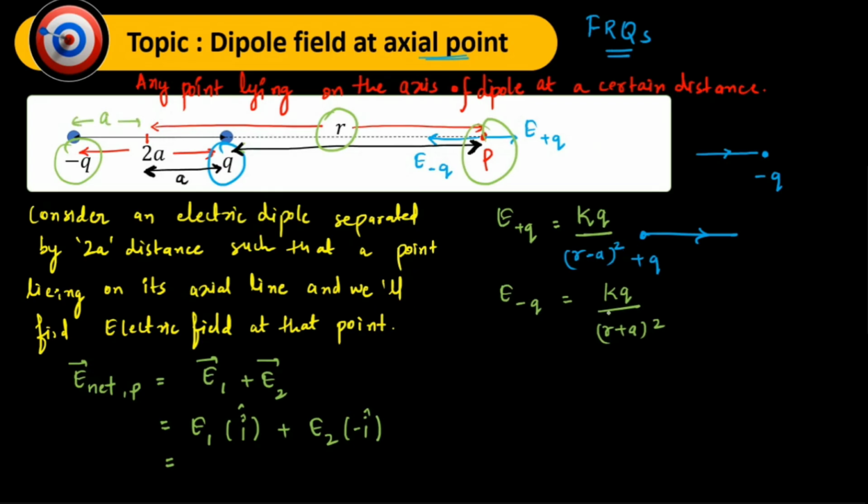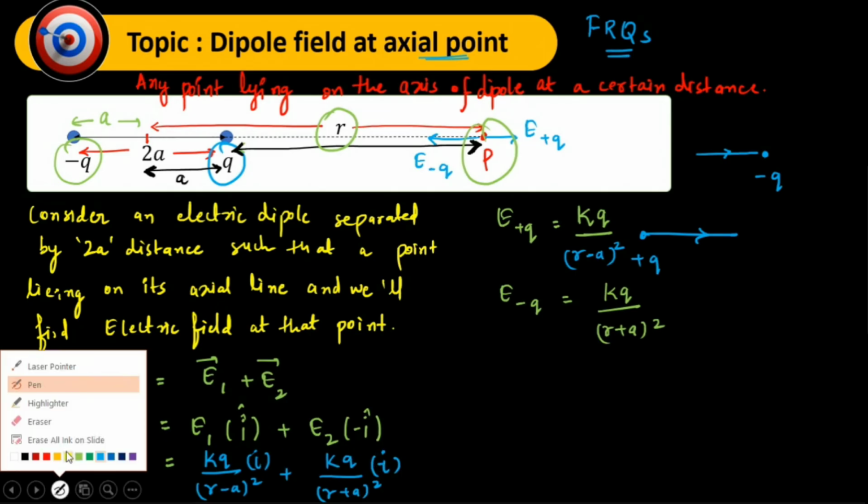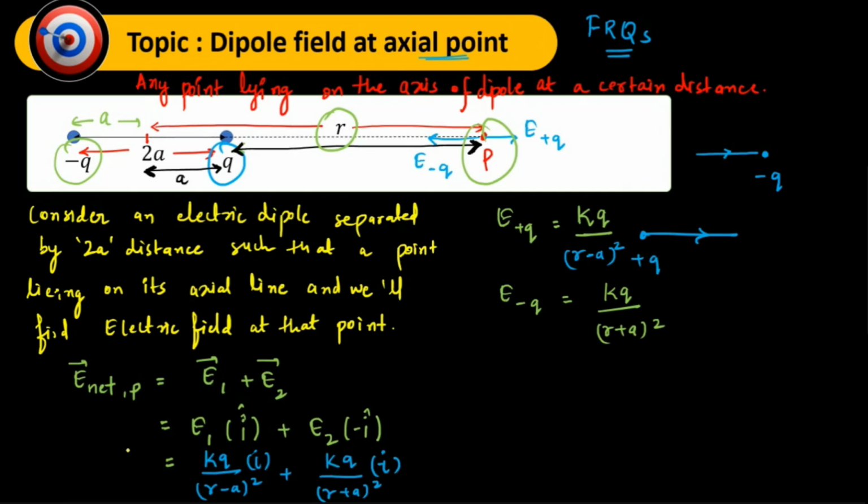Now we'll simply substitute these two values in this E net equation. So we're going to have KQ over R minus A whole square plus KQ over R plus A whole square. Now, remember the direction. We have to keep the direction intact, so we have to substitute this negative sign of the direction into this particular part. Or you can understand it this way: whenever there are two vectors directed opposite to each other, when we add these two vectors, we are actually subtracting them, because they counter their effects. They try to nullify their effects.